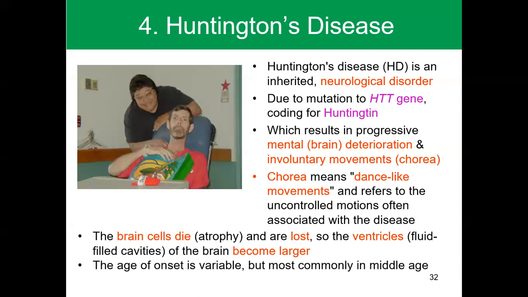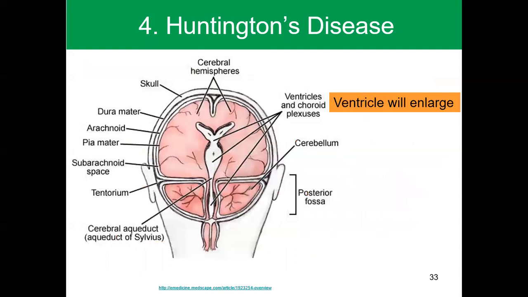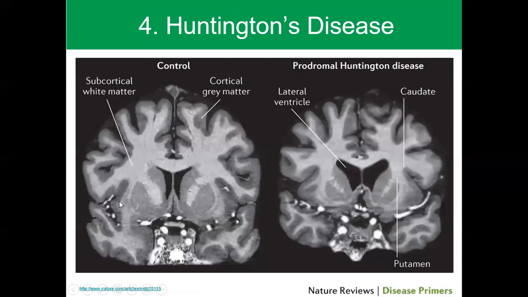It means this person will not know he or she has Huntington's until the symptoms start to develop at middle age. Okay, so this is the brain, and this is the ventricle. The ventricle part, which is fluid-filled, will be enlarged when the cells die. Left side is a normal brain and right side is a person with Huntington's disease. Can you see the center here? The ventricle is enlarged because the brain cells around this region die.